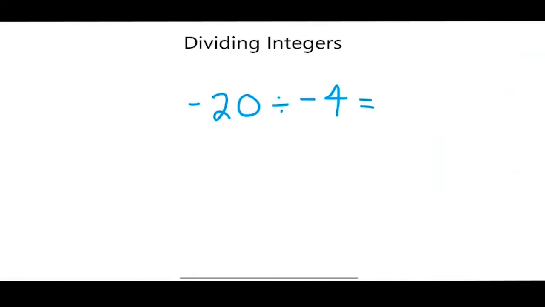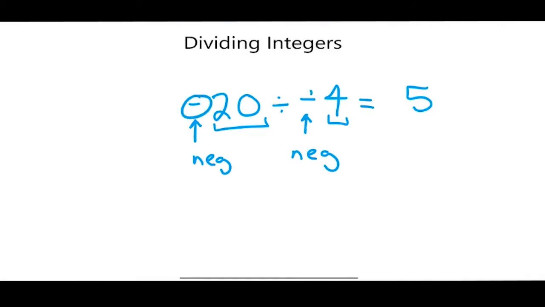Well, 20 divided by 4 is 5. But you'll notice that this is negative and this is negative. So they are the same. So the answer is going to be positive. Remember, if the signs are the same, your answer will be positive. So negative 20 divided by negative 4 equals 5, which is positive.